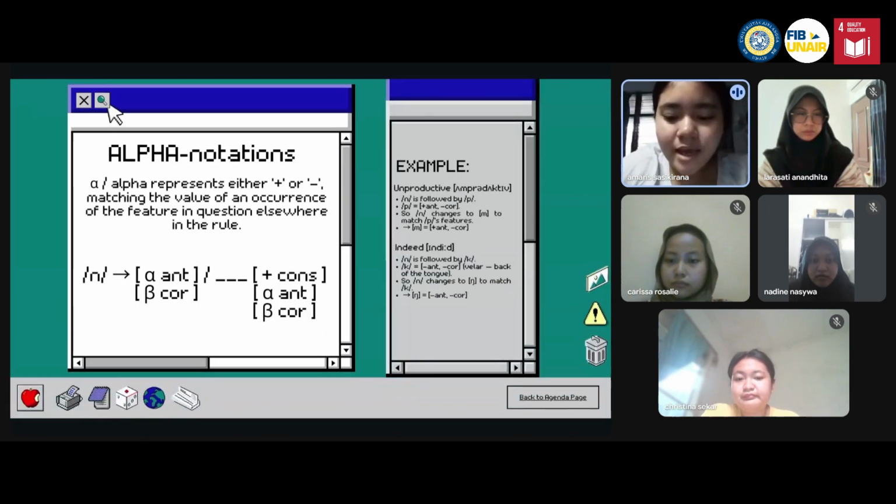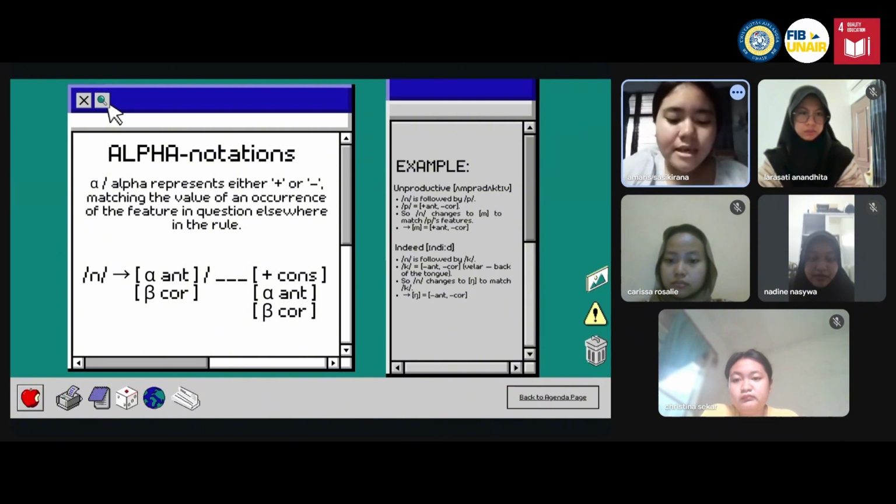Okay, now we have alpha notations. So what are alpha notations? Alpha, or the symbol α, represents either positive or negative, matching the value of an occurrence of the feature in question elsewhere in the word. So here below the explanation is the formula rule, which a noun or a consonant equals alpha ant and beta cor. So what does ant mean?